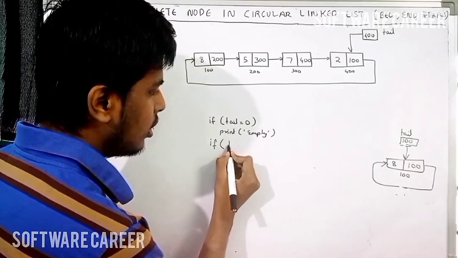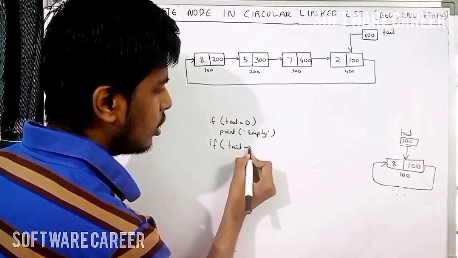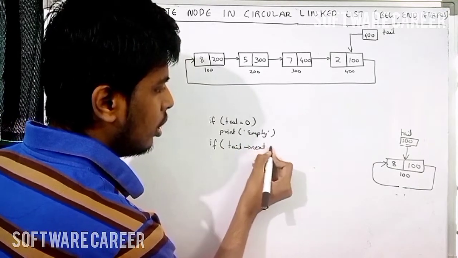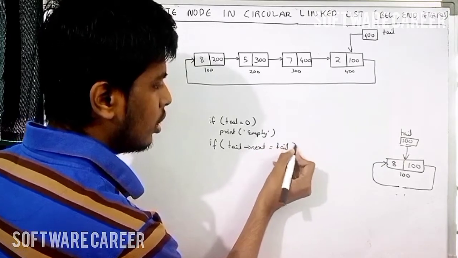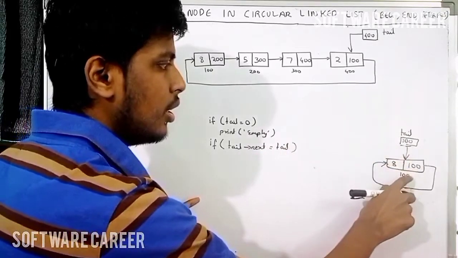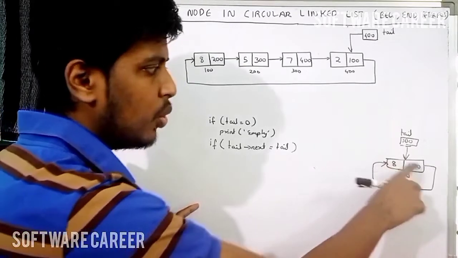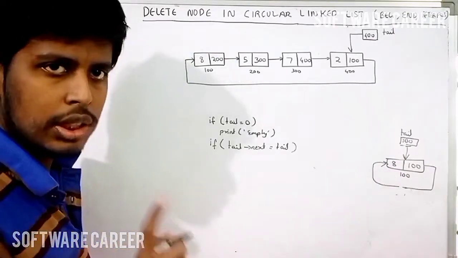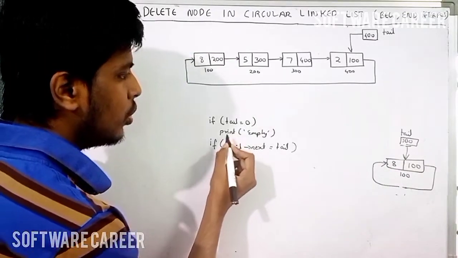So I am writing the condition here. If tail next equals tail. Here, tail is 100. 100 next is 100. The same node. So the first node and last node are the same, so only one node is present. So what you should do?